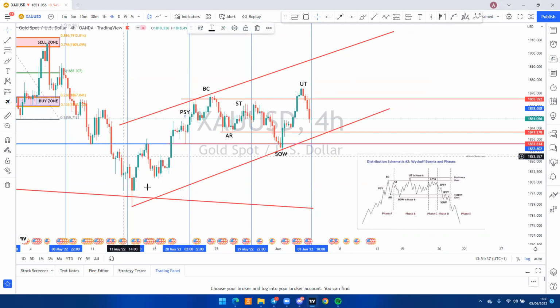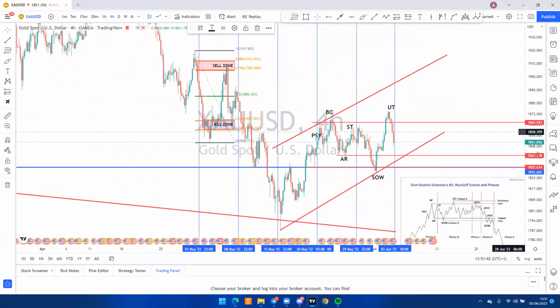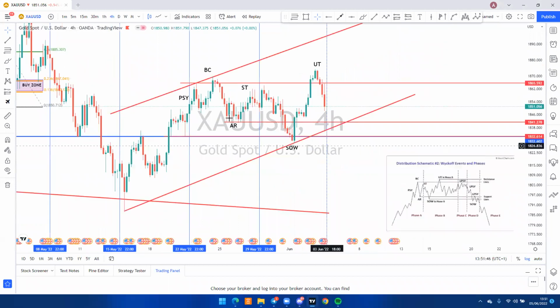So as you can see, gold is currently correcting this impulse move to the downside that we've had. But we've started to move sideways. And the one thing I noticed is this looks like a distribution phase where price is collecting liquidity from both sides at the moment.